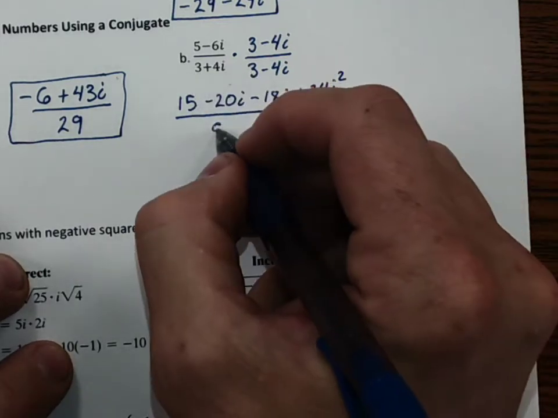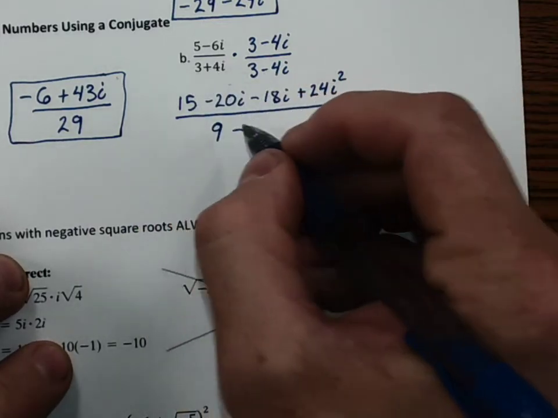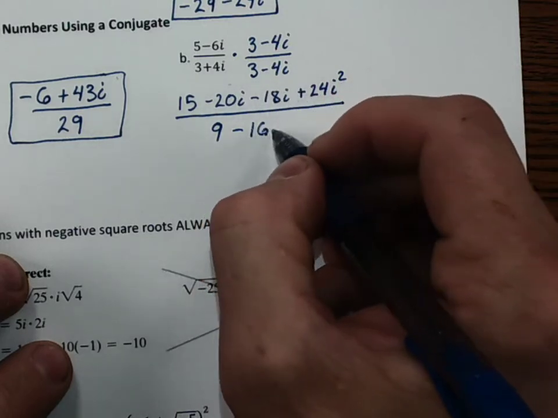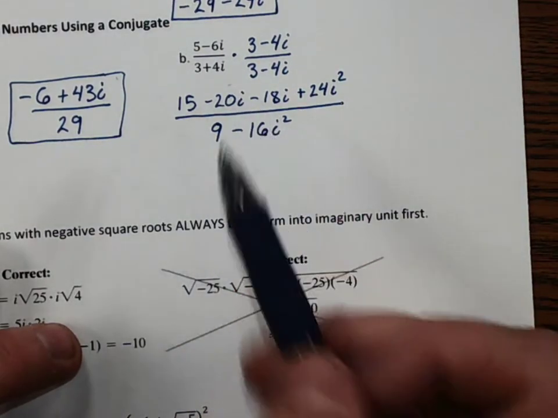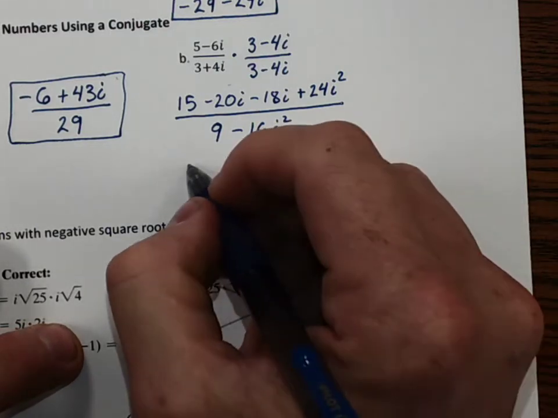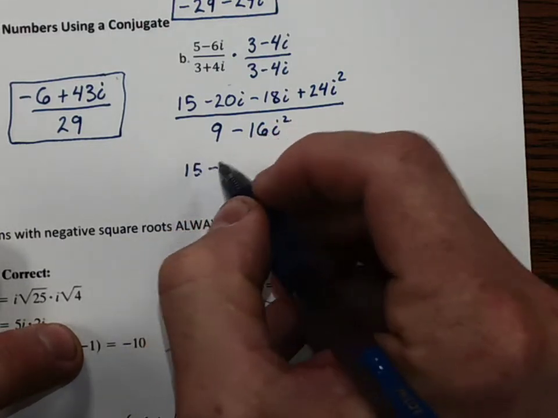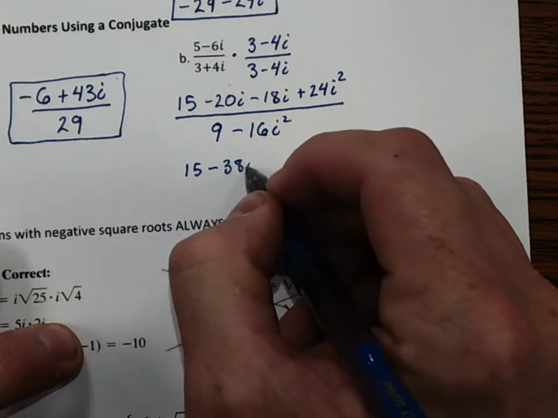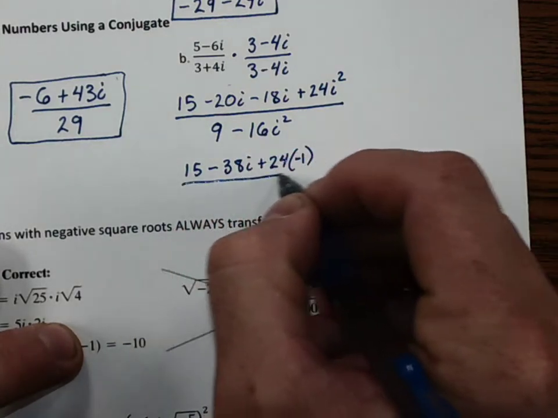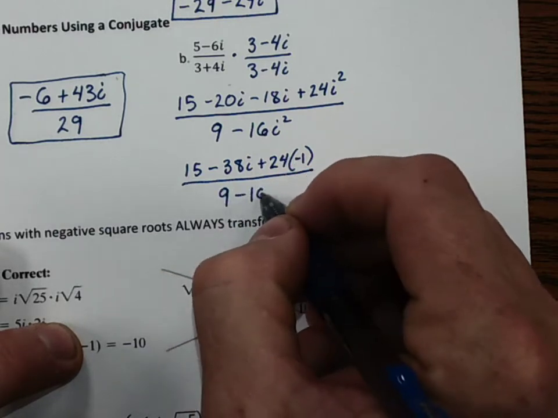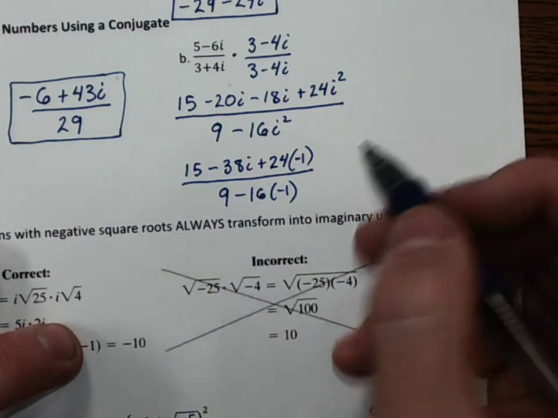3 times 3 is 9. Positive times a negative is a negative. 4 times 4 is 16. i times i is i squared. Now we're going to replace all i squareds with negative 1. And we're going to combine together those that can be combined. So it becomes 15 minus 38i plus 24 times negative 1, all over 9 minus 16 times negative 1.